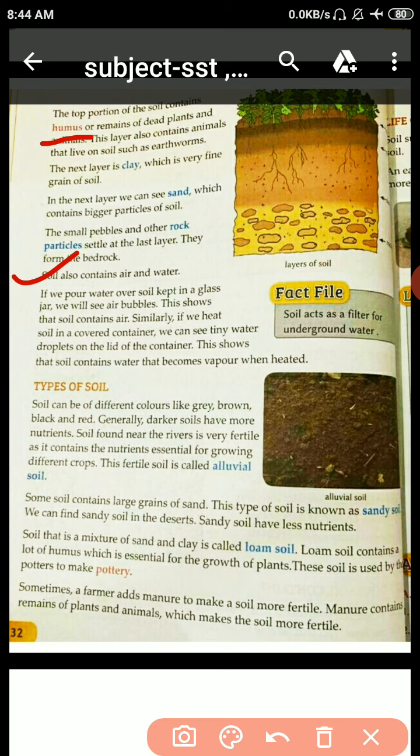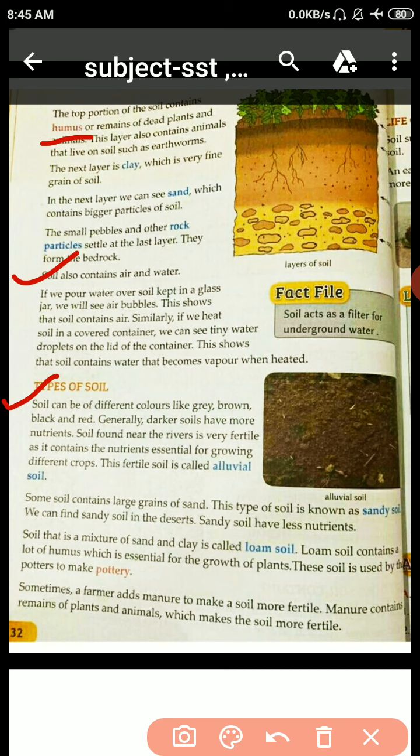Now, here are the types of soil. First of all, the top portion of the soil contains humus. Then the next layer is clay. After that, sand, and then rock particles. It shows the layers of the soil. And then types of soil.